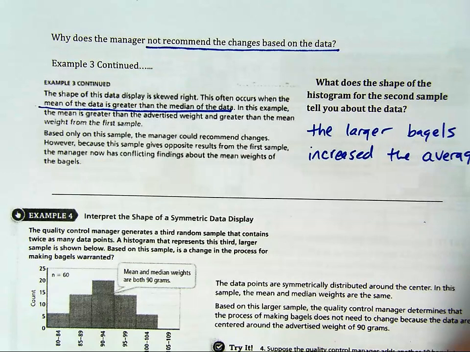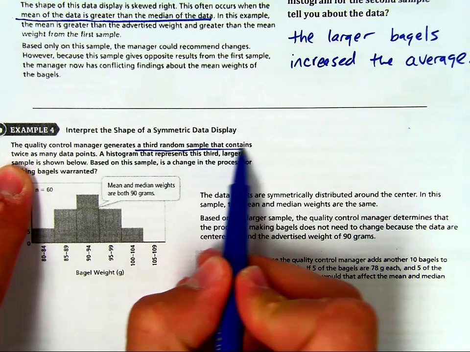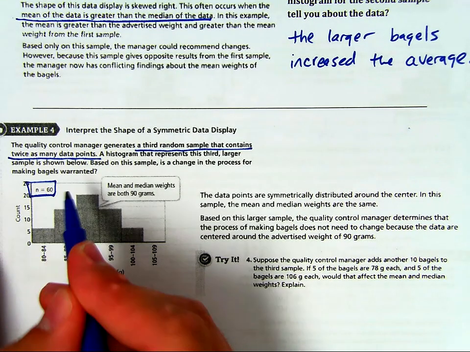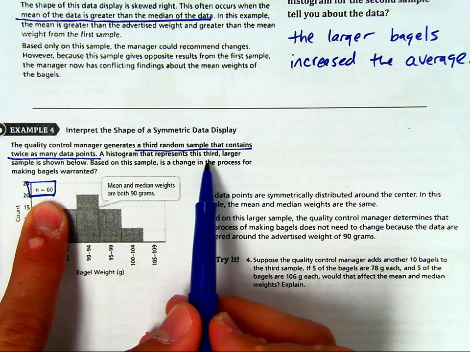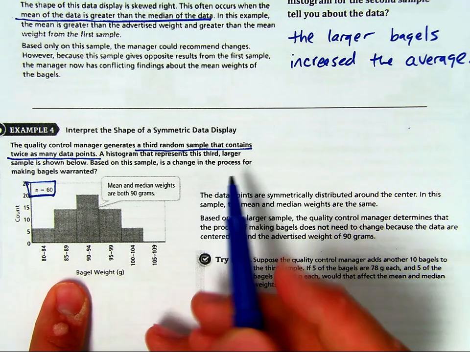All right, so we're going to continue this example with example 4. This time it says the quality control manager generates a third random sample, okay, that contains twice as many data points, right? So he has 60 data points right here, okay? The histogram that represents this third larger sample is shown below. Based on this sample is a change in the process making bagels warranted.